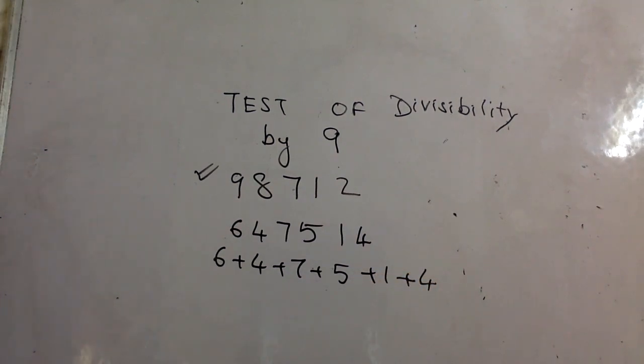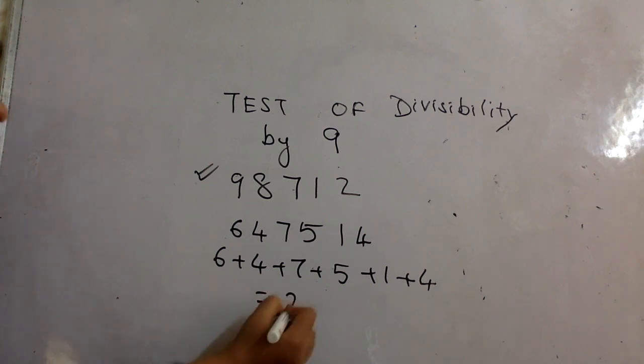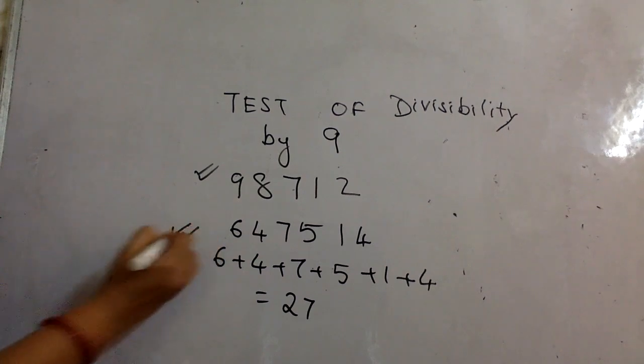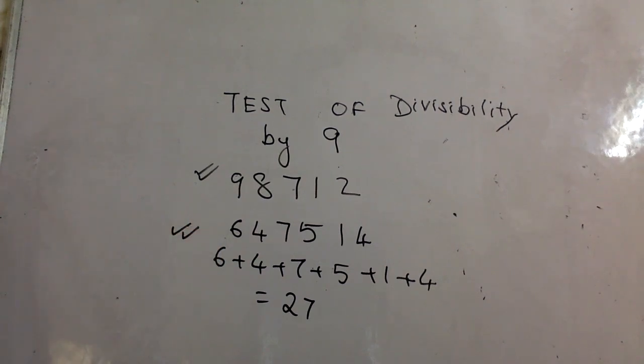Then it is 10 and 12, 22, 22 and 5, that is again a 27, which is again divisible by 9. You can try it and see. This number is also divisible by 9. So if you remember the test of divisibility by 3, the test of divisibility by 9, remembering that is easier.